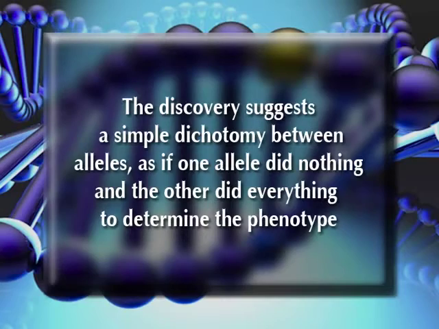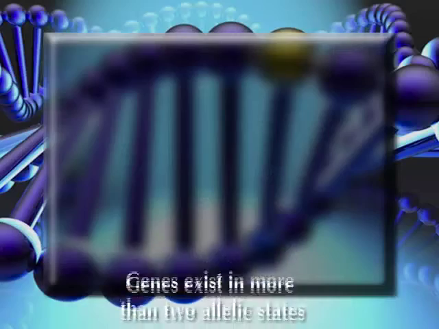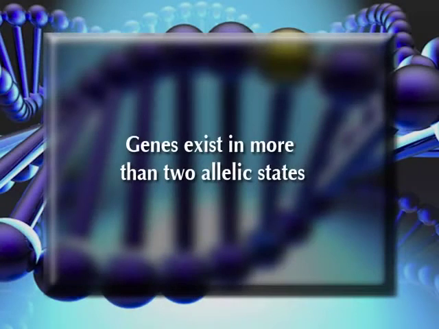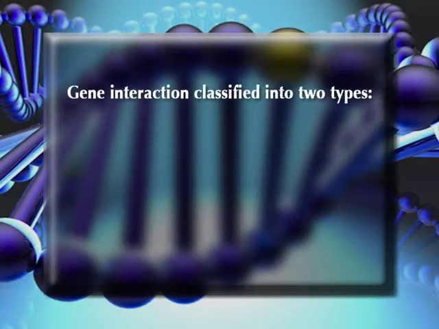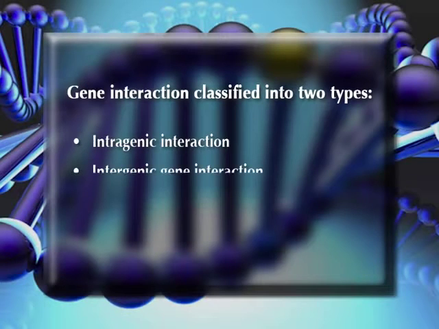determine the phenotype. However, research early in the 20th century demonstrated it to be an oversimplification. Genes can exist in more than two allelic states, and each allele can have a different effect on the phenotype. Depending upon the nature of the alleles involved in the interaction, gene interaction is classified into two types, namely intragenic interaction and intergenic gene interaction.